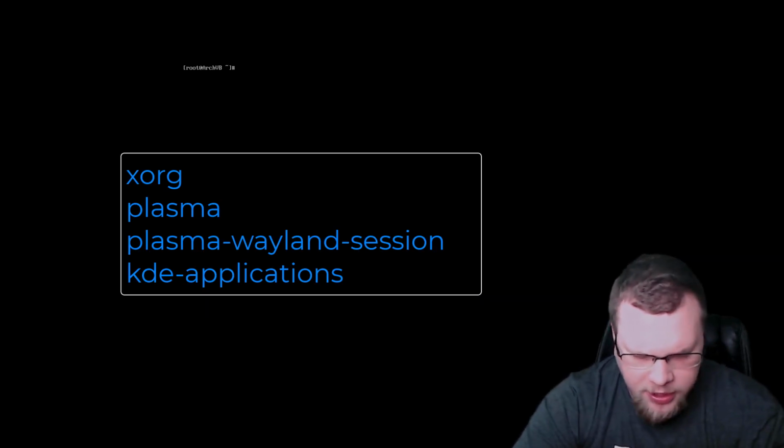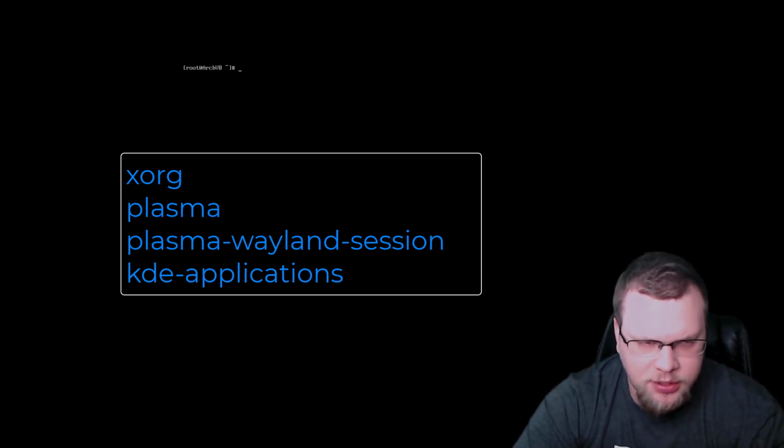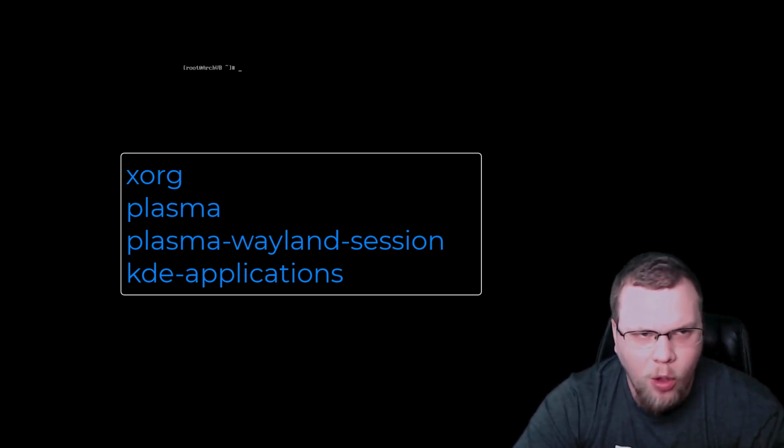So the packages that we're going to be installing today, one of them is called xorg, or X for short. That's going to be our display server. We'll install the Plasma package, which of course is the desktop environment. We're going to install Plasma Wayland Session. And then we're going to install KDE applications, which is going to give us things like the calculator, a stopwatch, calendar, all those different things.